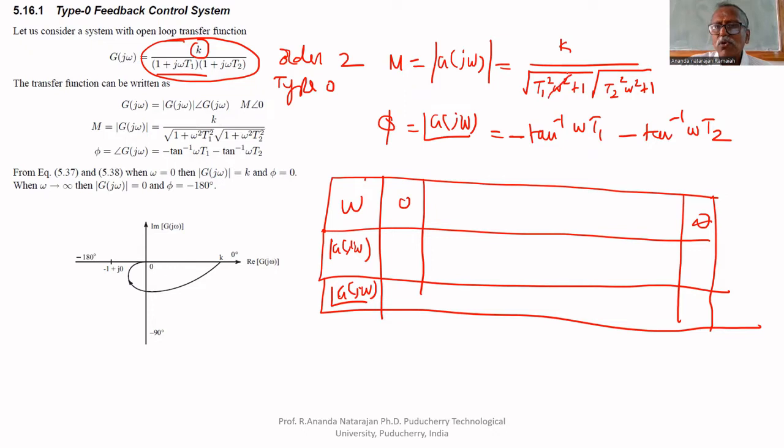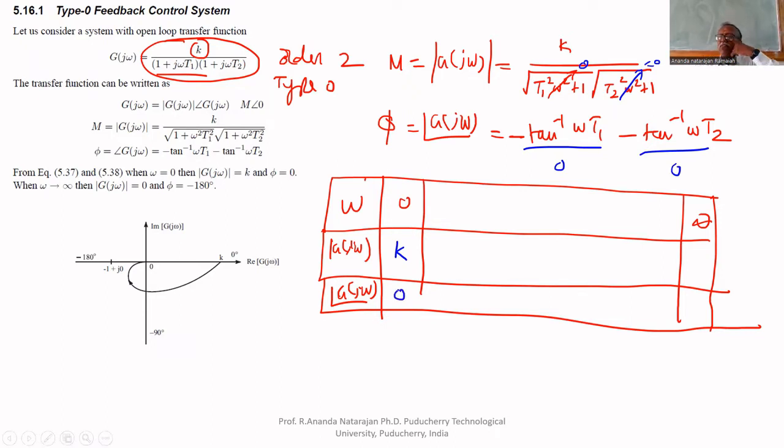If you substitute omega equal to 0, you will get 1, and here again 1. K by 1, therefore K you will get. Magnitude is K. Angle, omega equal to 0 means this becomes 0 and this also becomes 0. Therefore, angle is 0.